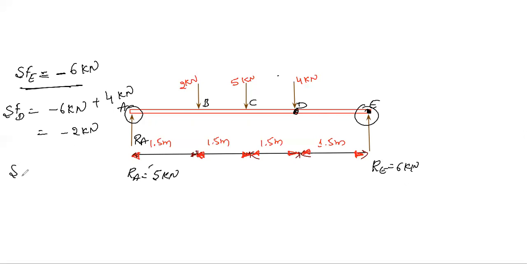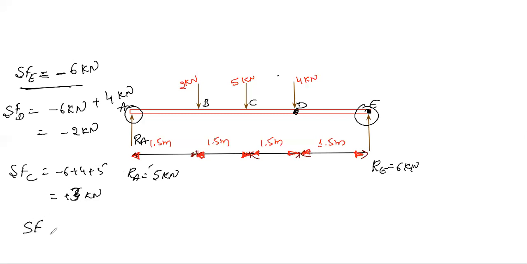Next, shear force which is acting at this point C. Minus 6 plus 4 plus 5. How much? Plus 5, yeah. 3 will come. How much? 6. 5 plus 4 is 9. 9 minus 6 is 3. 3 kilonewton.